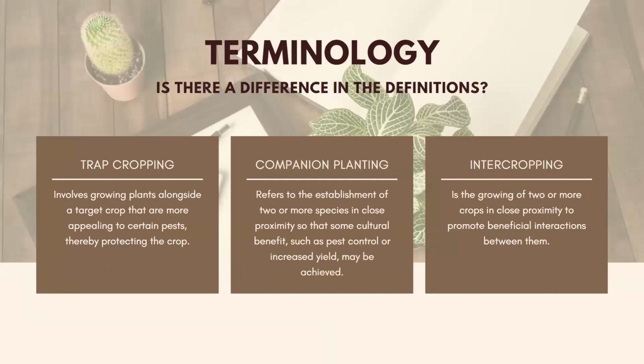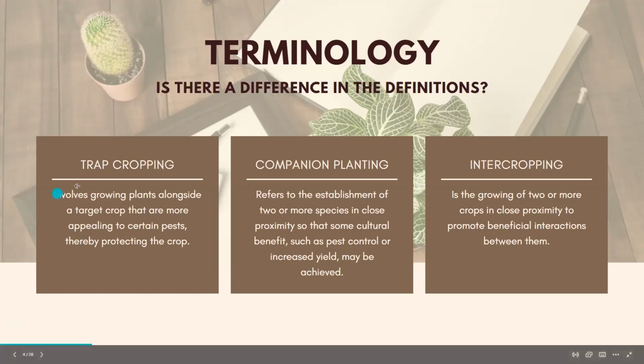So to get started, I wanted to go over these various terms and their definitions. So these are common terms that you guys might have heard of: trap cropping, companion planting, and intercropping. There's a lot of similarities in these definitions, but there's a lot of differences as well. So I think it's important that we learn them and use them appropriately.